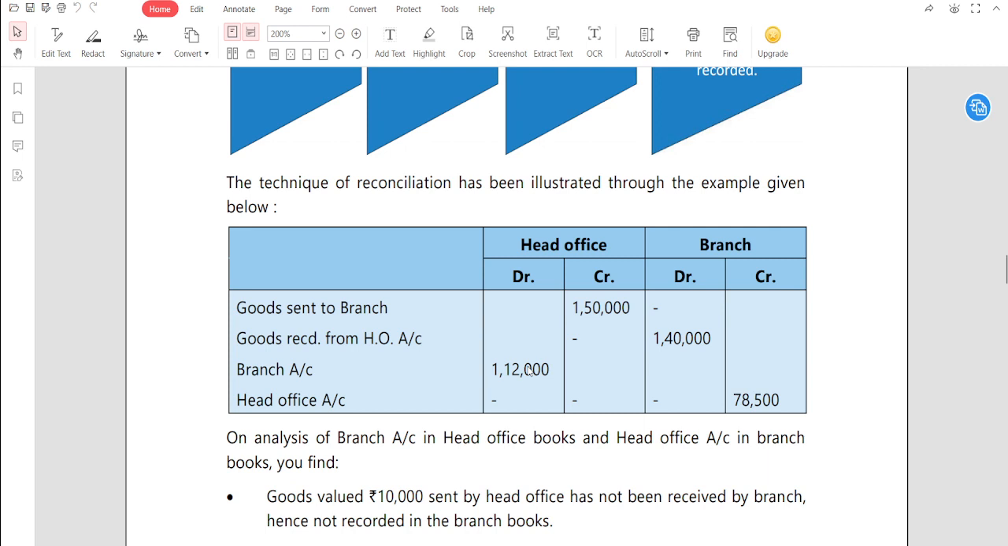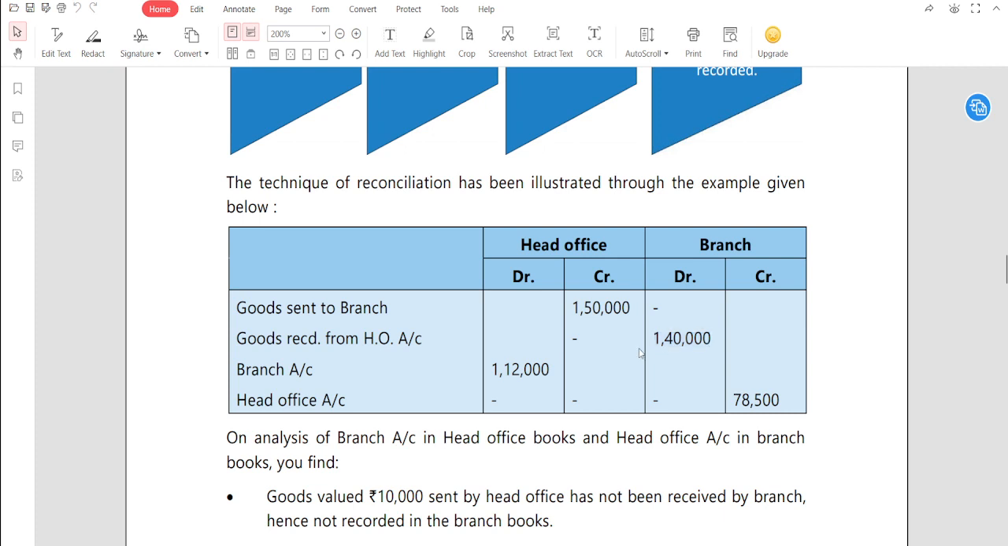But just try to see, in the case of the branch, we are seeing only 1,40,000 goods received from HO. Focus and try to understand. In the case of HO, 1,50,000 of goods has been sent by the HO to the branch. But in the books of the branch, they have recorded goods received from the HO as only 1,40,000. It means there is a 10,000 deficiency. It may have happened due to goods in transit.